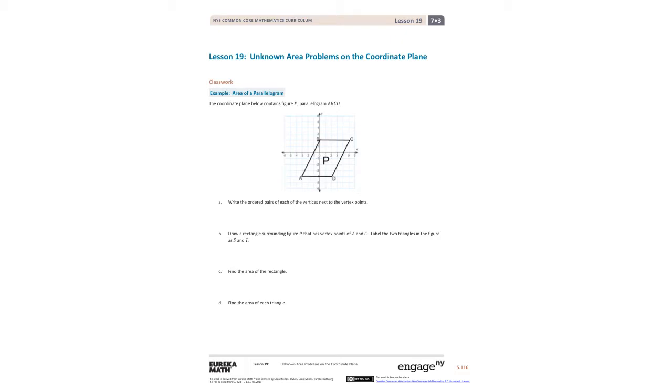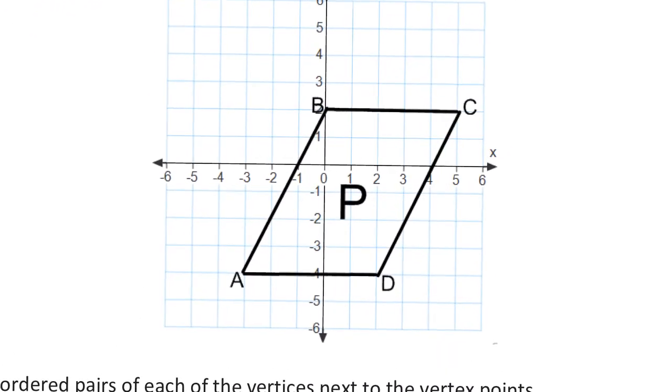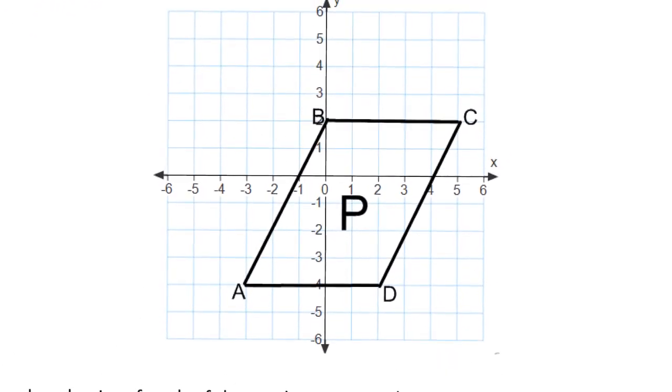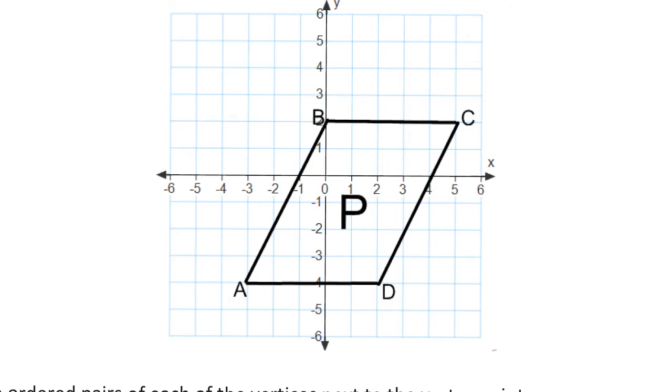We are going to start with our example of the area of a parallelogram. The coordinate plane below shows figure P, the parallelogram, and it is A, B, C, and D connected back to A. Part A says: write the ordered pairs of each of the vertices next to the vertex points. By looking at our parallelogram, what A is asking is to find the coordinates.